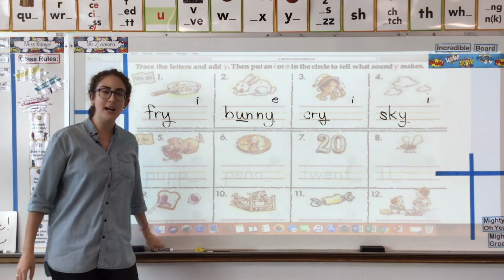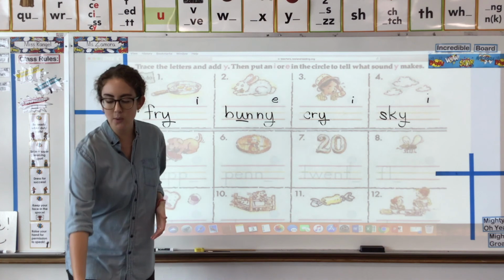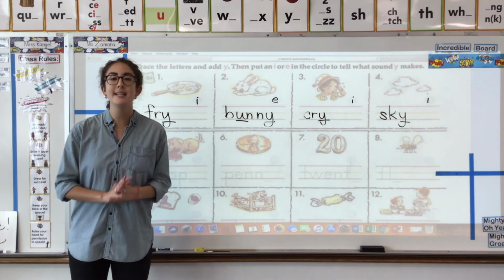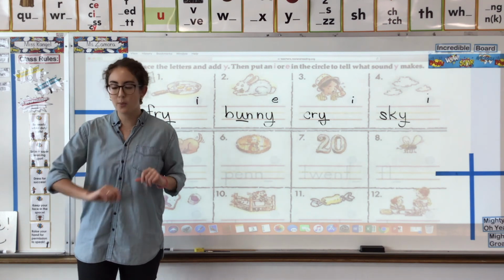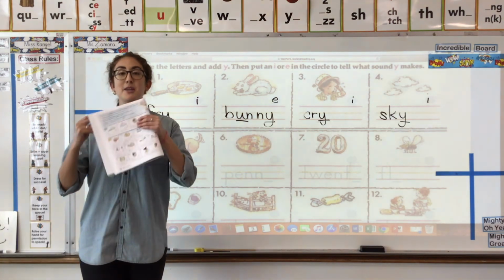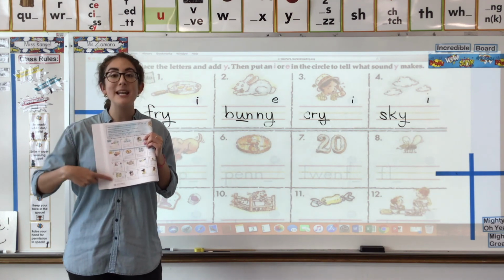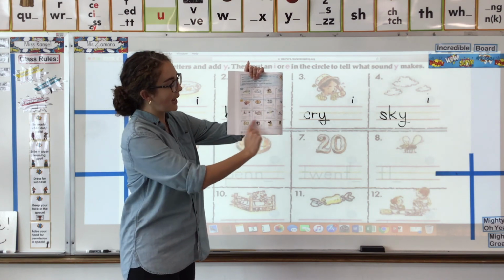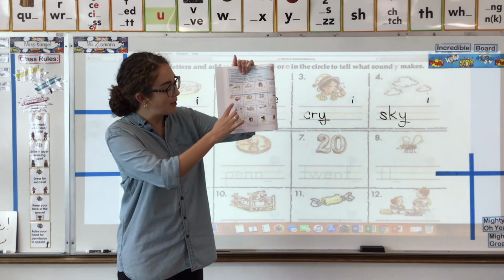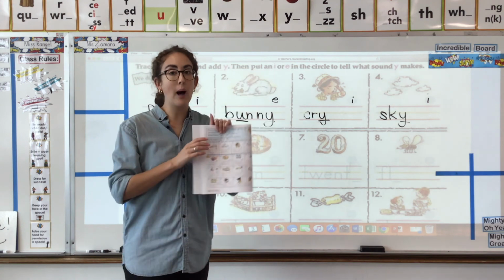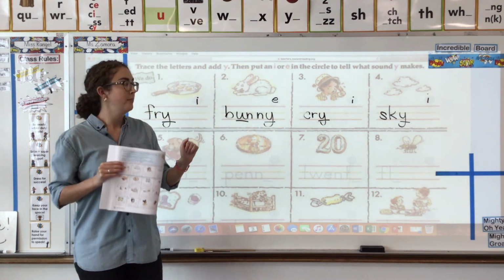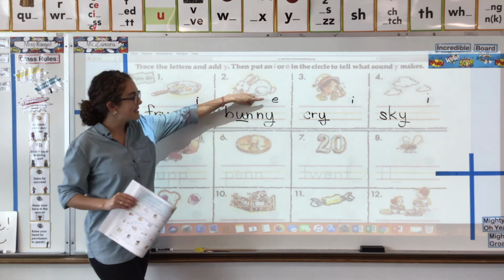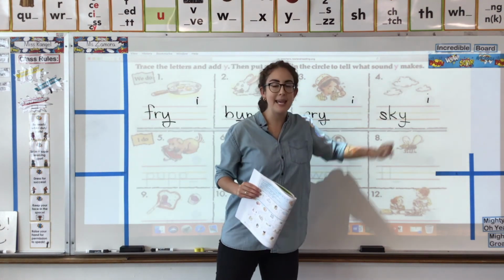Good job, Super Scholars. We are working to use those decoding skills all about Y to identify what sound the Y is making. So what you are going to do, of course, is finish page 28. So we did the first 4. You're going to finish the rest of page 28 by writing in the words and adding the Y. But that's not it. You have to look at the word and identify what sound the Y is making.